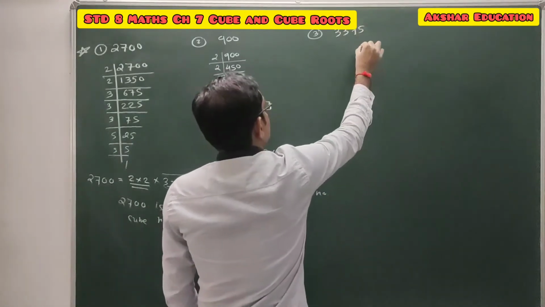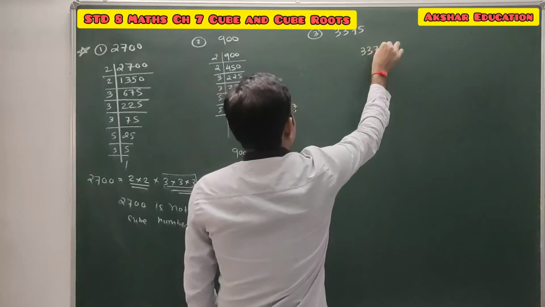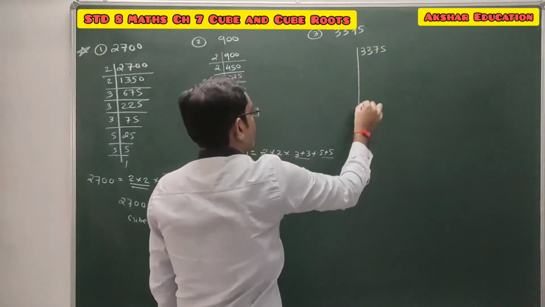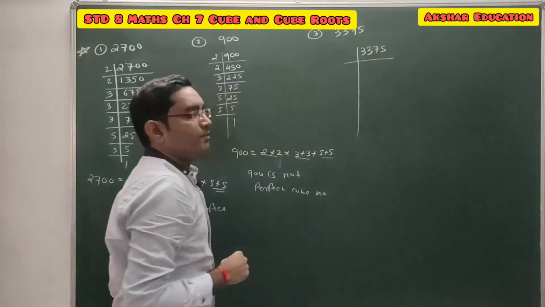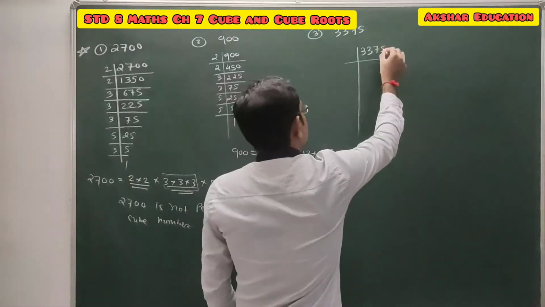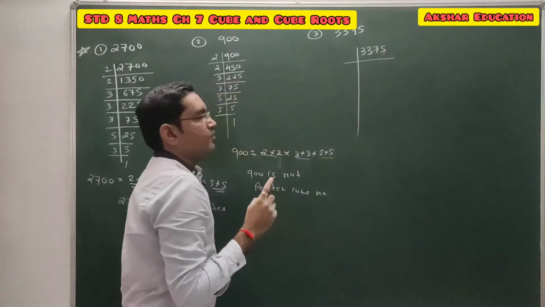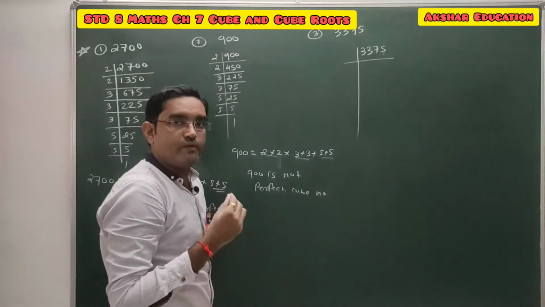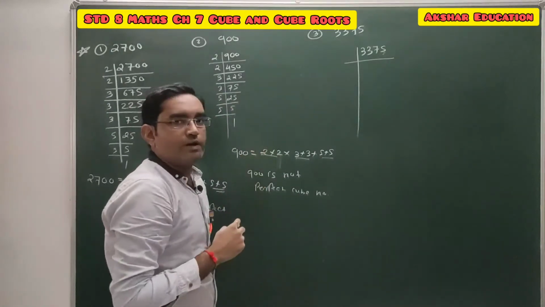So here the number is 3375. Perform factorization of it. Here the unit place digit is 5, which is not an even number. So our number is not divisible by 2.